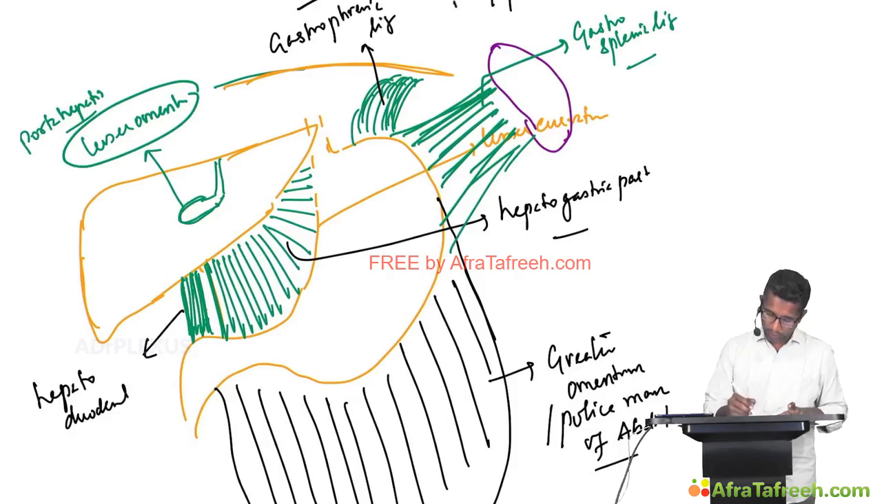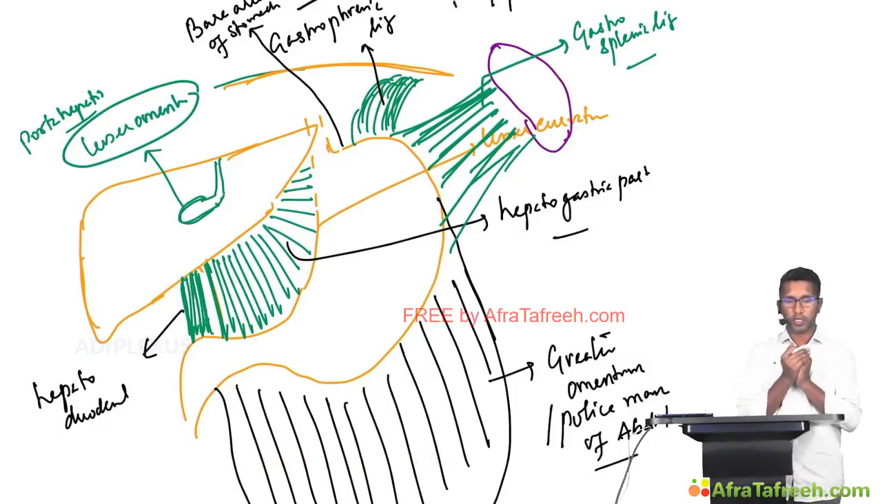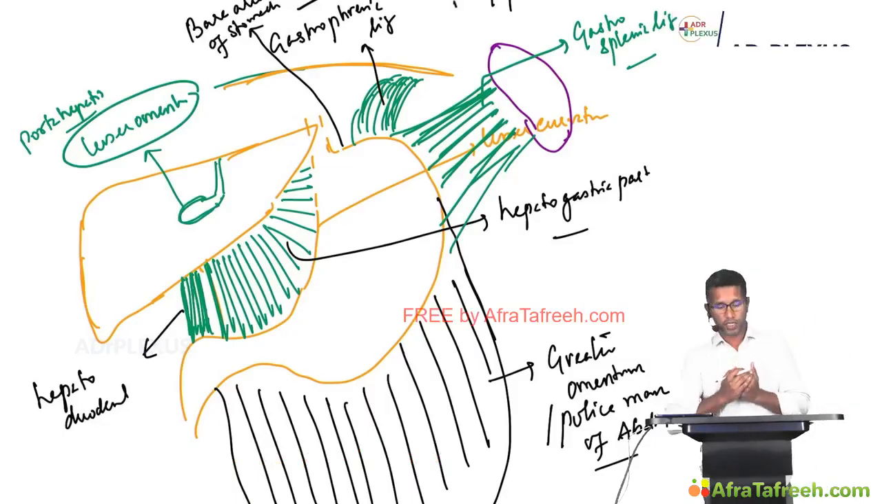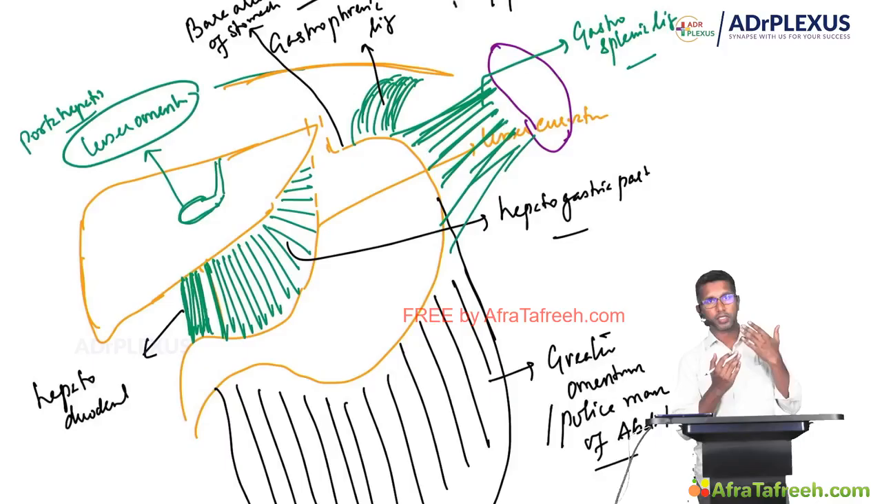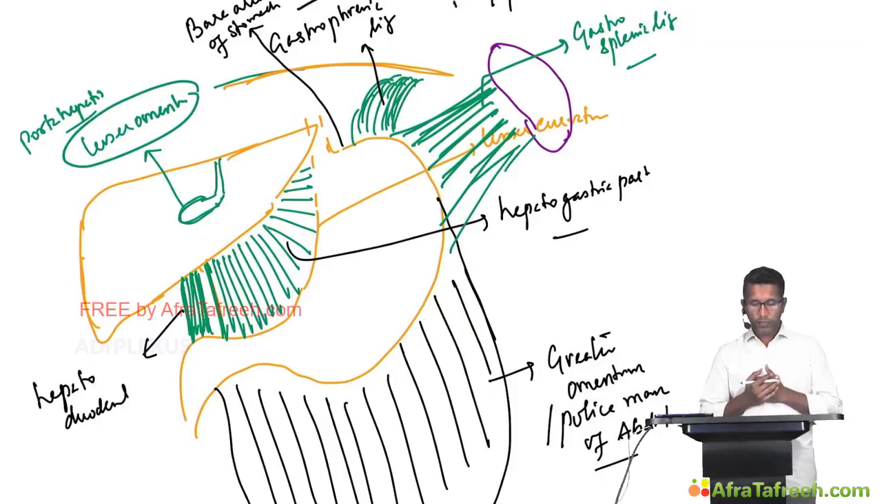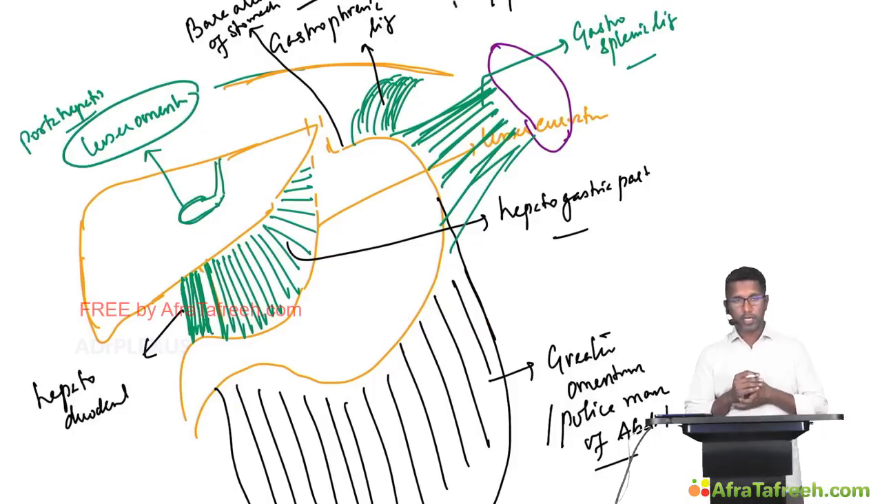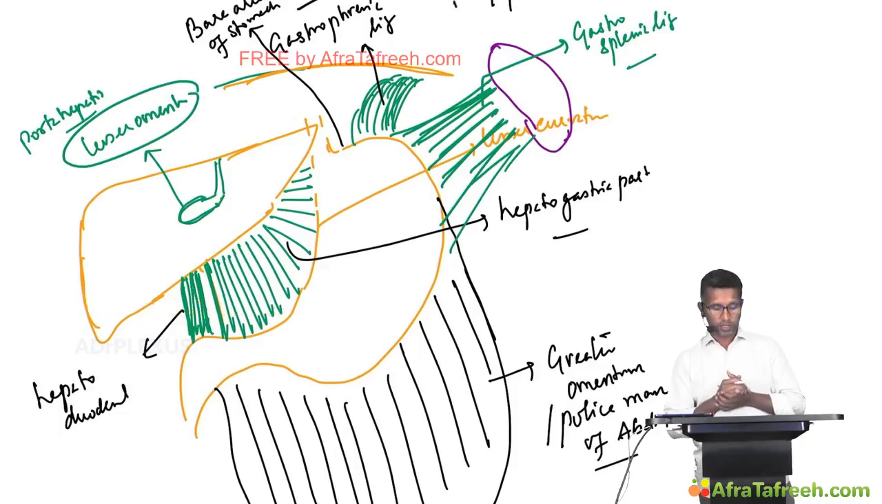Above the gastrophrenic ligament, the stomach directly contacts the diaphragm. So this is called the bare area of the stomach. Just above the gastrophrenic ligament, the stomach comes in direct contact with the diaphragm. That is called the bare area of the stomach. So these are all the important peritoneal folds which are seen here.